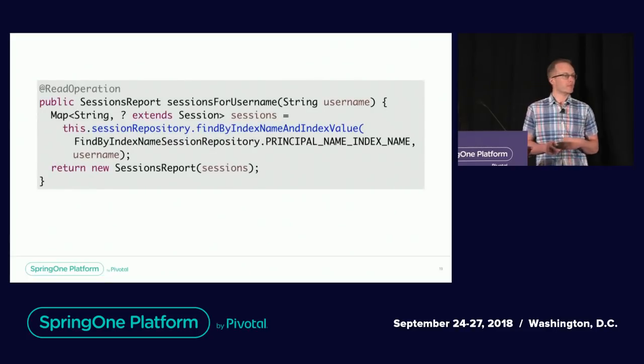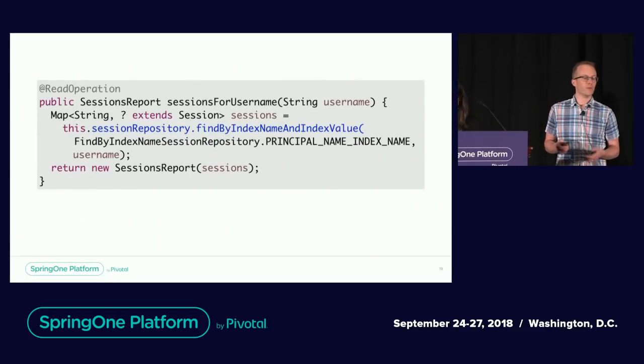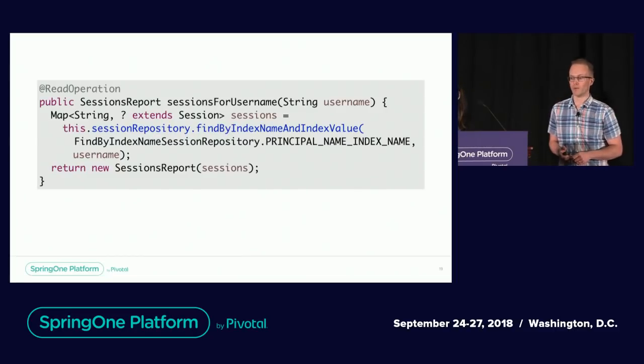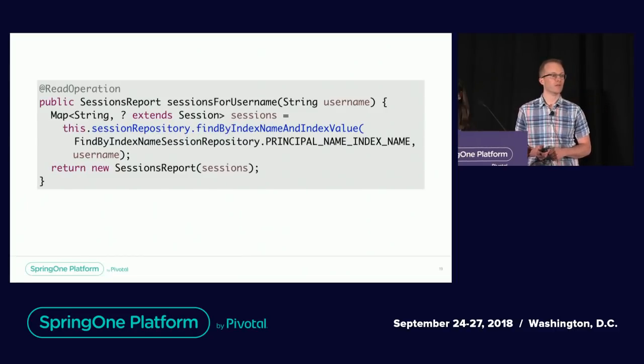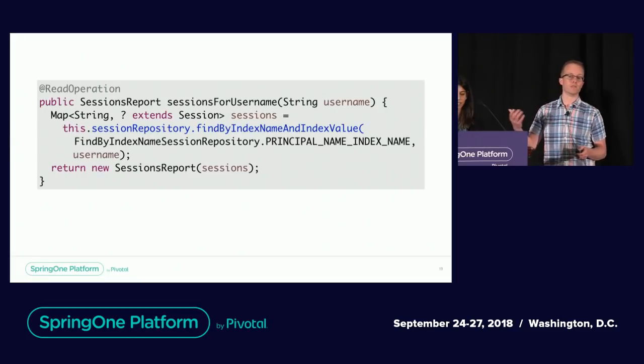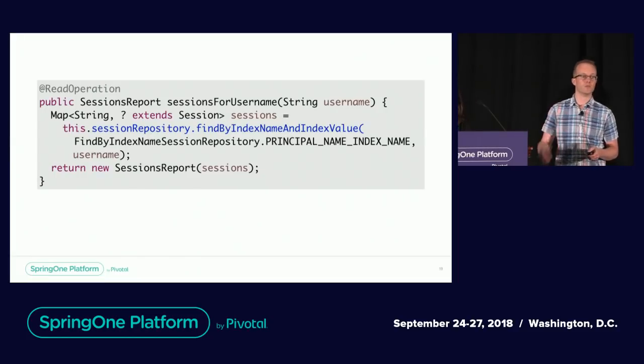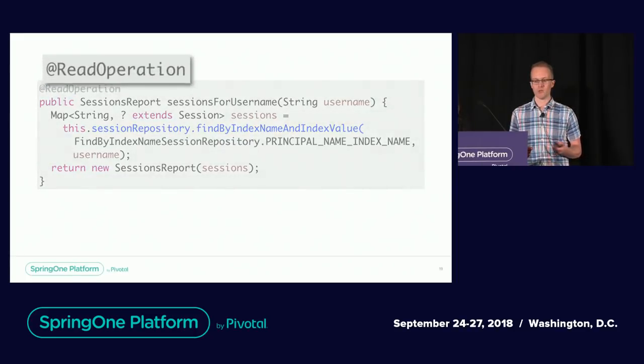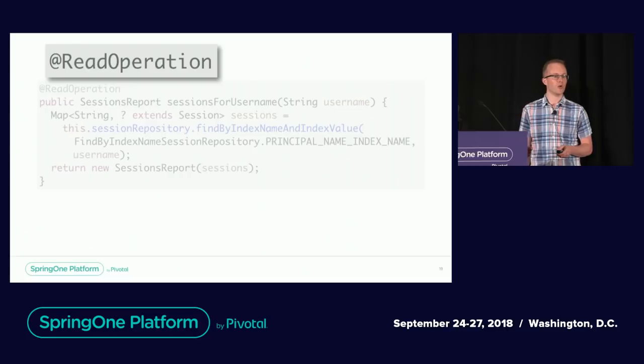So once you've got your basic endpoint set up, you need to be able to make it do things. And we call those operations on an endpoint. There are different types of operations that you can perform. So this is a read operation taken from the sessions endpoint. This is an operation where you make a request to it, and the actuator is going to give you some information back. You're reading some information from the system. So you use the read operation annotation on a method on your endpoint class.